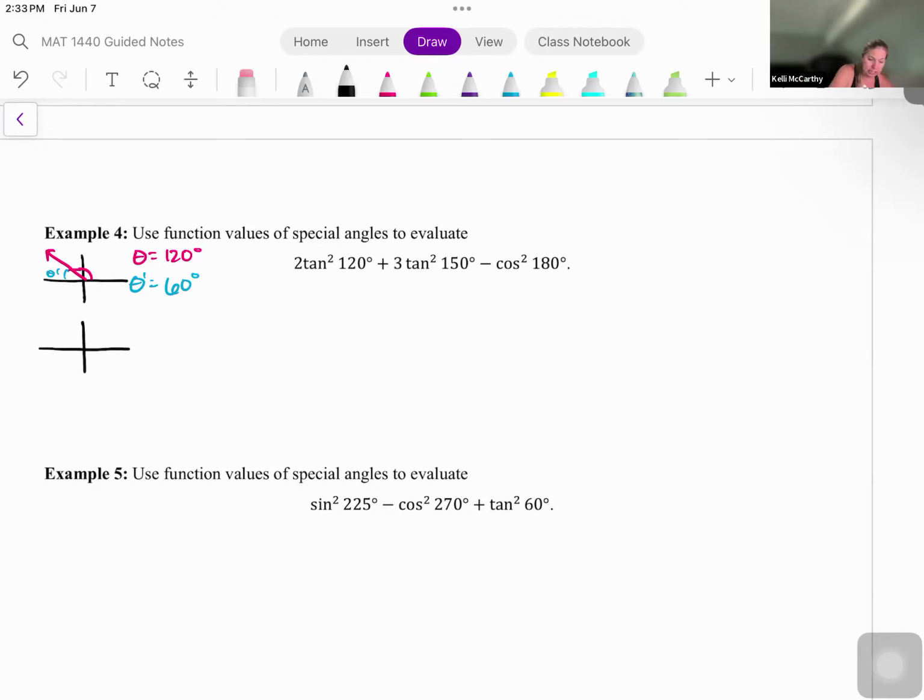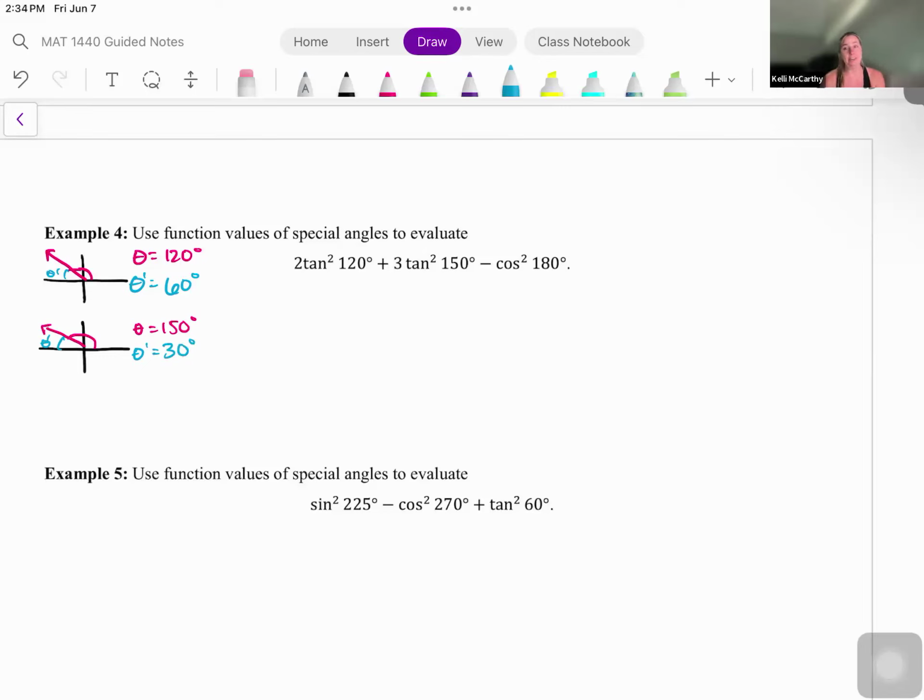150 degrees, still in that second quadrant, but a little bit further over. And theta prime is going to be found the same way. So if theta is 150 degrees, our reference angle is going to be found by taking 180 minus 150 degrees, or 30 degrees.